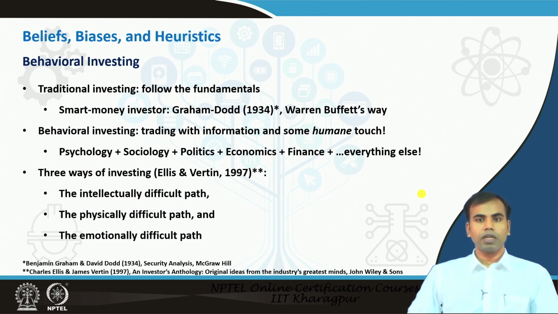Here I am going to highlight three different approaches of behavioral investing. These approaches are given by Ellis in his keynote address in 1996, which was later published as a book with Vertin in 1997. They highlight three major behavioral investing approaches, namely the intellectually difficult path, the physically difficult path and the emotionally difficult path. Let us try to understand each one of these three different approaches and highlight how behavioral economics and finance can affect the decision making in investment processes.